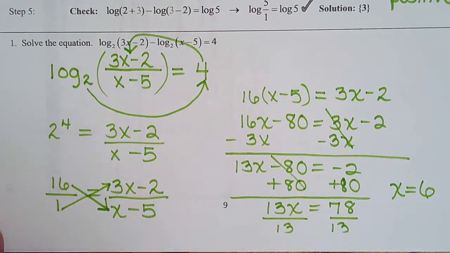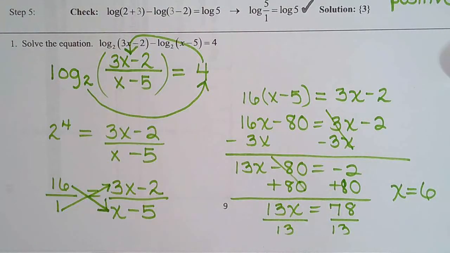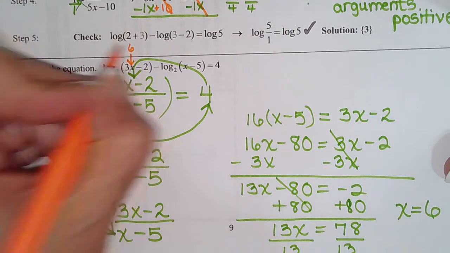It would be nice if we could say, yay, we're done. But remember, we have to plug that 6 into both arguments and make sure it checks. There are only 2 arguments because there are only 2 logs. So you can do a visual check. You just have to make sure it's positive. So put 6 in there.